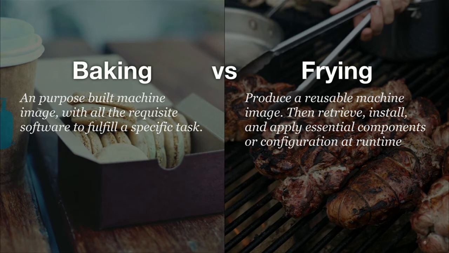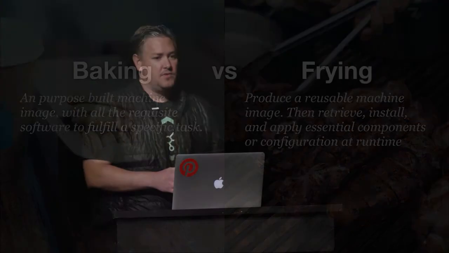On the other side, frying is a technique that is more predominantly based on the cloud. You produce a reusable machine image and then retrieve, install, and apply essential components or configuration at runtime. With the advent of configuration management tools, whichever one yours is, if it's Ansible, Chef, Puppet, or any of the other ones out there, this is a more popular idea. You manage fewer machine images, and then you use tools like configuration management when you boot them to turn them into what they should be.